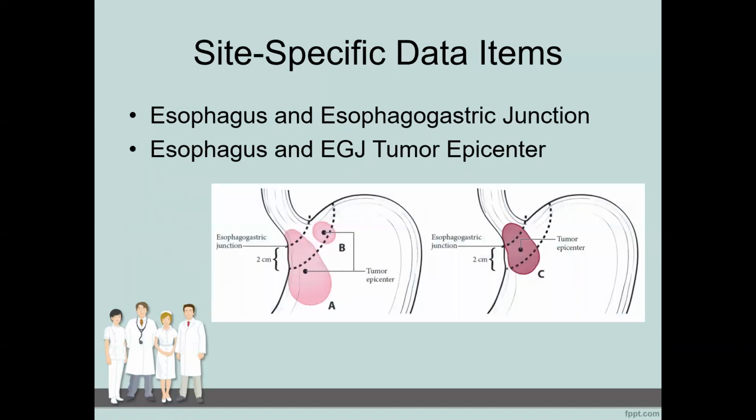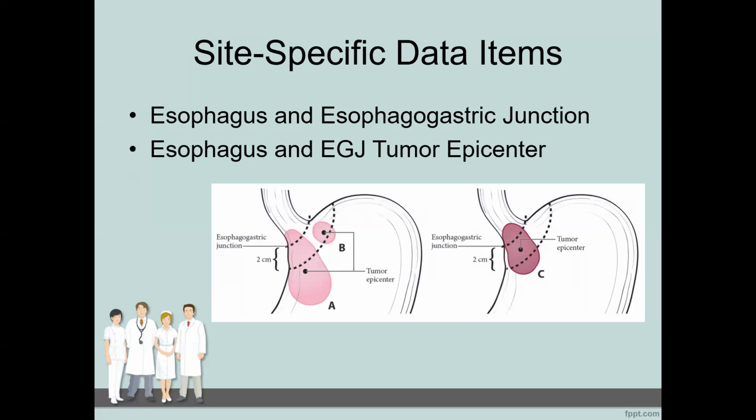There are two site-specific data items to collect for esophagus. So to determine whether the case should be staged using the esophageal or the stomach schema, we have to answer the question, is the esophagus or EGJ involved, and how close is the epicenter of the tumor to the proximal stomach? This illustration gives several examples of how the tumor epicenter is determined and whether the tumor would be staged using the esophageal or the stomach schema.